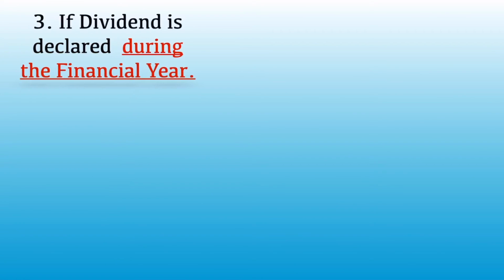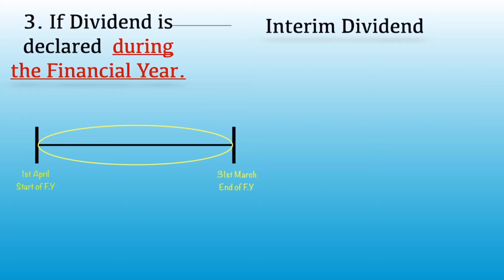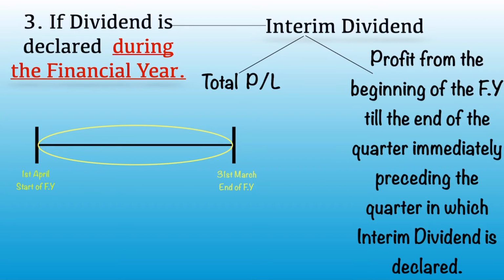Number 3. If dividend is declared during the financial year, then it is termed as interim dividend. It can be paid either out of accumulated profit or through profit from the beginning of the financial year till the end of the quarter immediately preceding the quarter in which interim dividend is declared. Now, this seems to be a little difficult. I'm going to explain it with an example.